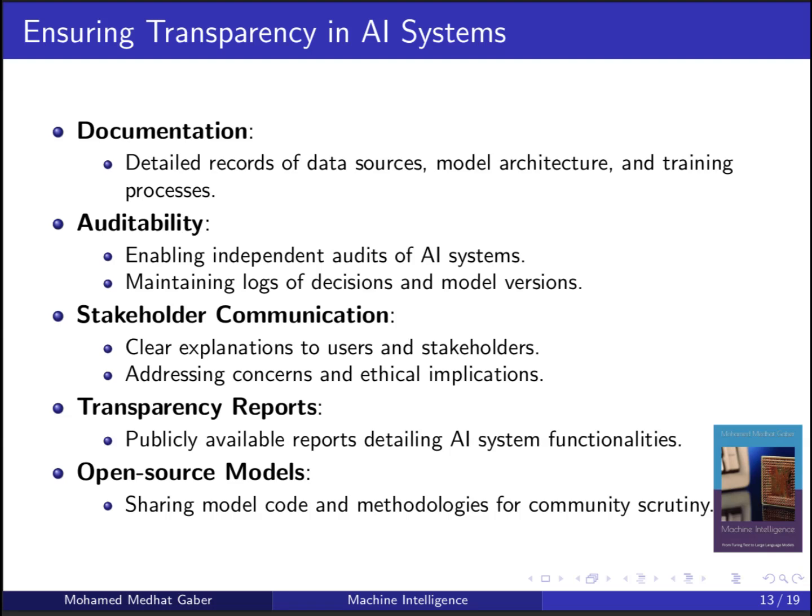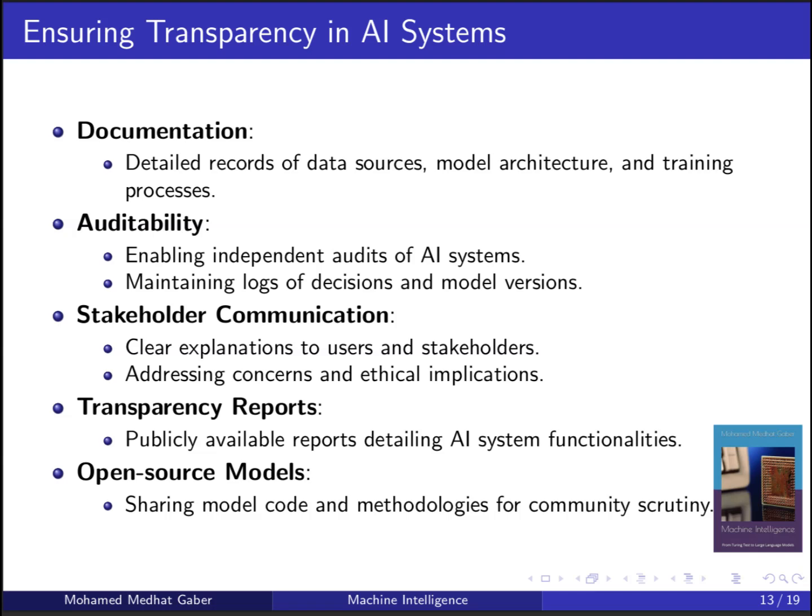Effective stakeholder communication is essential for transparency. Communicating clearly with users and stakeholders about how the AI system works, the data it uses, and its limitations fosters trust and collaboration. Addressing concerns and ethical implications openly helps mitigate misunderstandings and builds a foundation for responsible AI use.